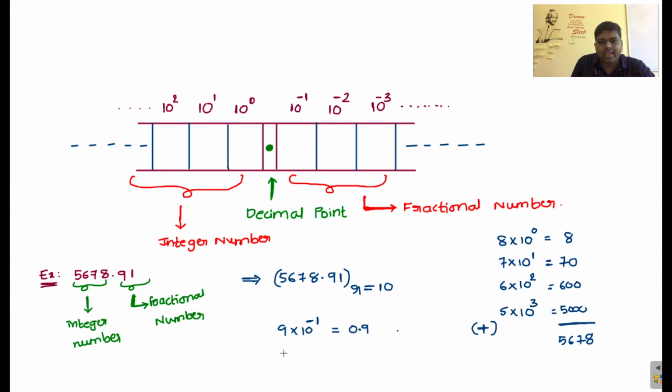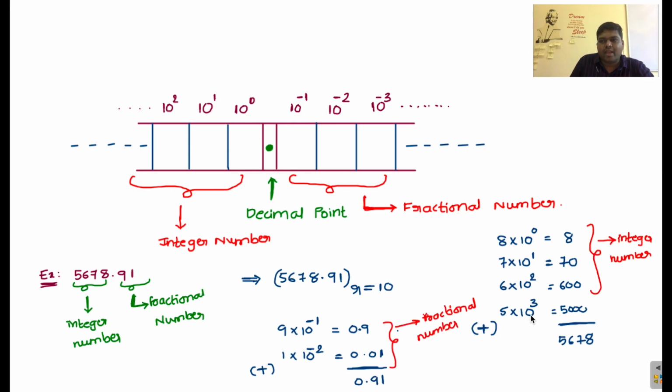Next, 1 into 10 power minus 2. That means 1 by 100, so we get 0.01. Finally, take the addition, and you get 0.91. This is the fractional portion. Now you can add these two, the integer number as well as the fractional number.